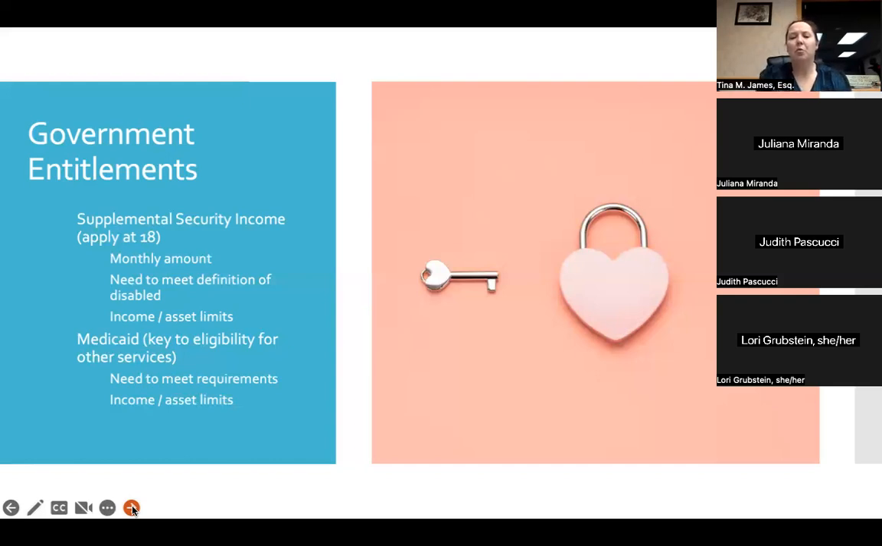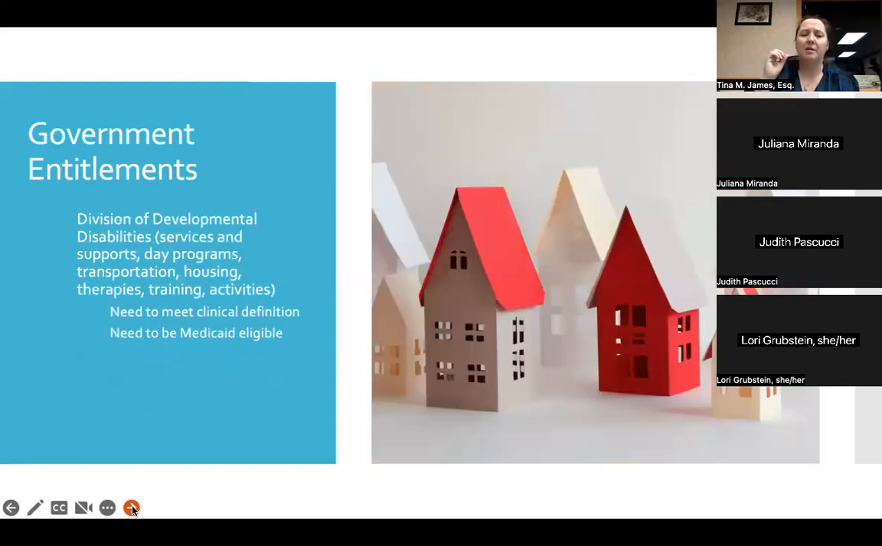But what's very, very important, and that's why I put this little image there, is that Medicaid becomes the key to eligibility for other services. When we talk about the DDD services, you must be Medicaid eligible even to qualify. So that's where this is really important. You might not need the medical, you might not need the extra income from SSI, because mom and dad might be well off, but in order to even be eligible for DDD services, they need to be Medicaid eligible. So that's the key to unlock these services.